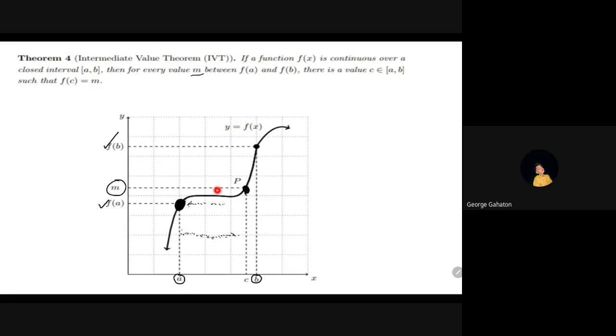Okay? So in particular, for any value that we assign m in between f of a and f of b, there is a consequent position of the dark dot assigning a corresponding value of c between a and b. When that happens, when we assign a value between f of a and f of b and we get a c, then that illustrates the intermediate value theorem.